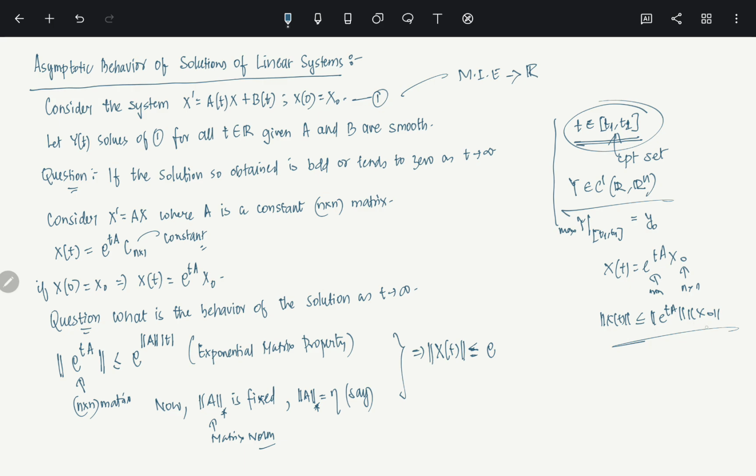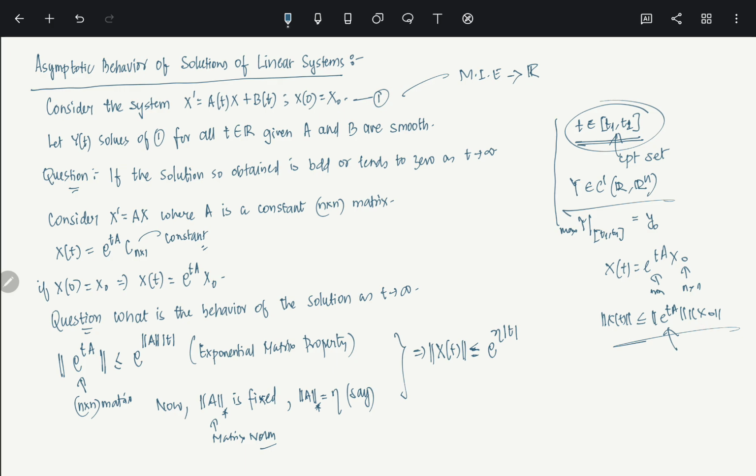Anyways, if this is true, then the norm of e^{tA} is dominated by e to the power eta mod t, times the norm of x0. For now, let's just assume that t is positive. It doesn't have to be, but let's just say it is mod t. Now, the norm of x0.